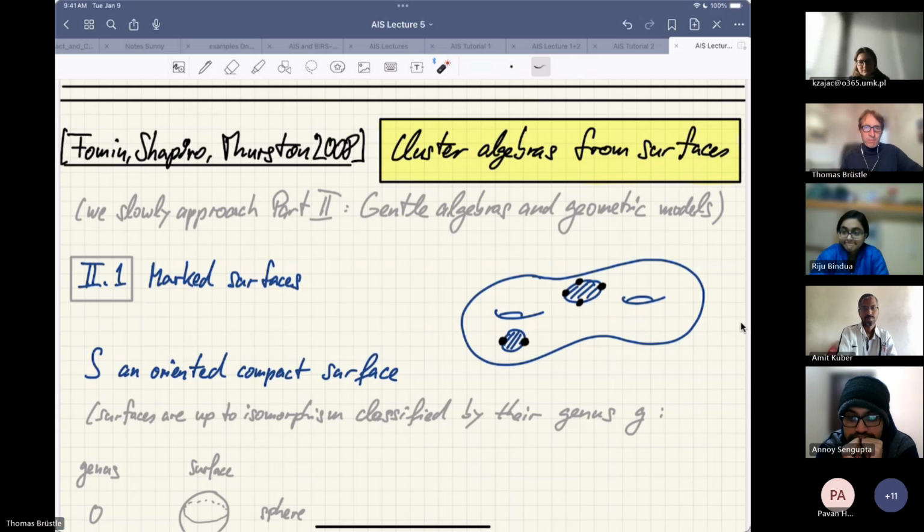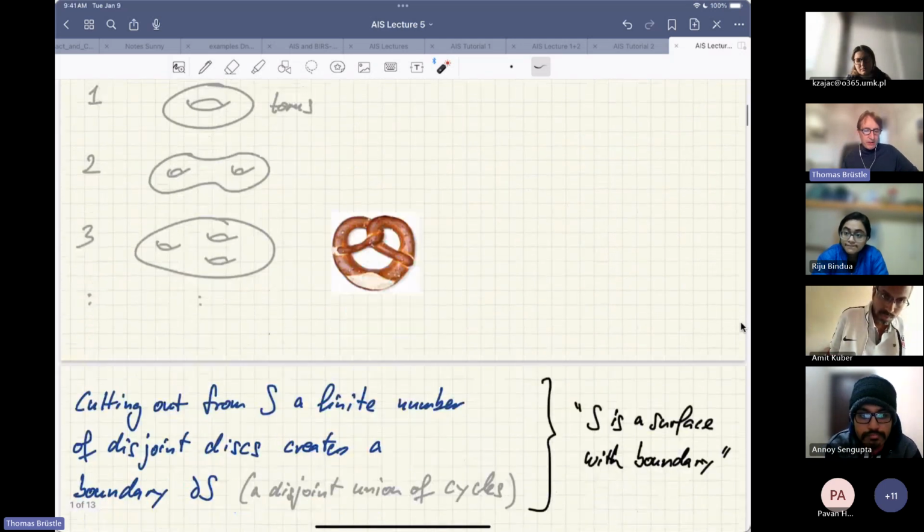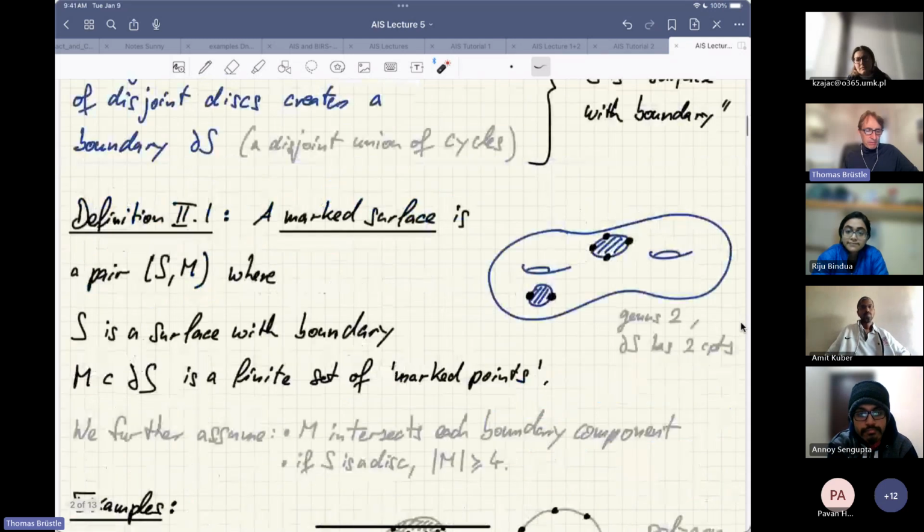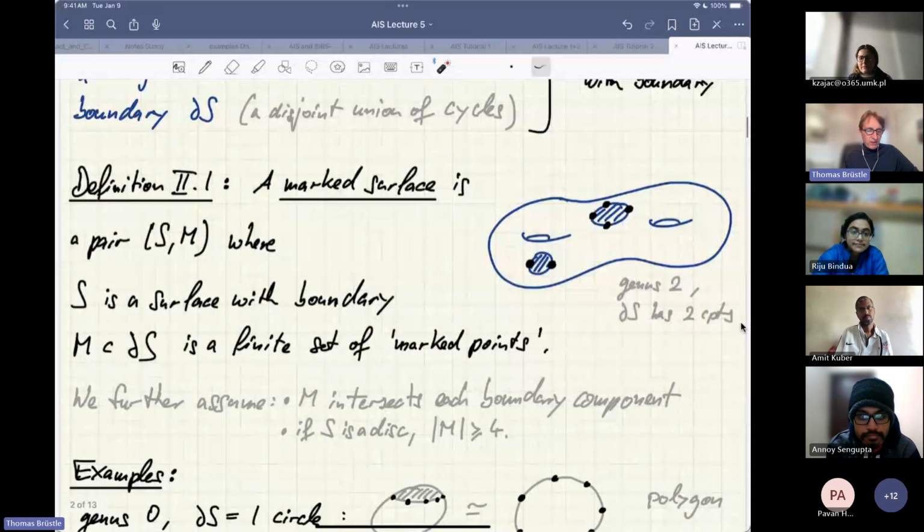Good. So we are dealing with marked surfaces, so with oriented compact surfaces like so, and we cut out a number of disjoint disks, and on the boundary of those disks, on those circles, we fix some points which are called marked points. This is our setup, this is what we had discussed. Such a thing is a marked surface.